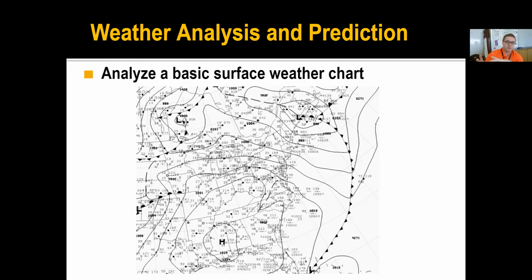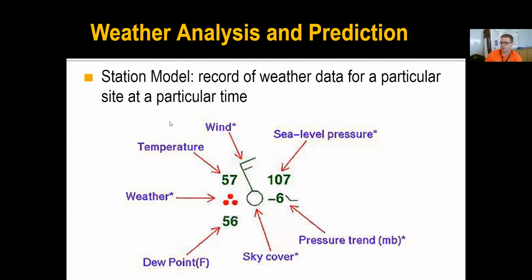So what we're going to do is break down this map into different components. We'll look at maps that show us high and low pressure. You'll do some plotting. You'll look at the station models. That way, when you come and look at this map in the future, it's not as overwhelming. You have a much better idea of how to break it down.